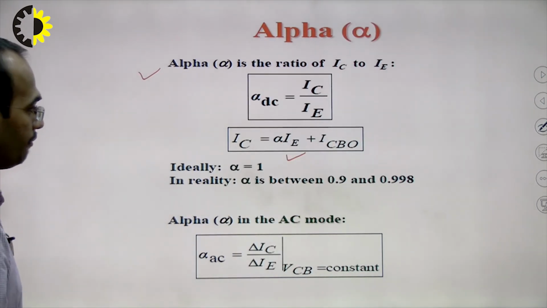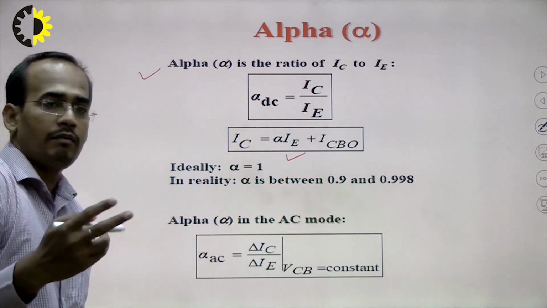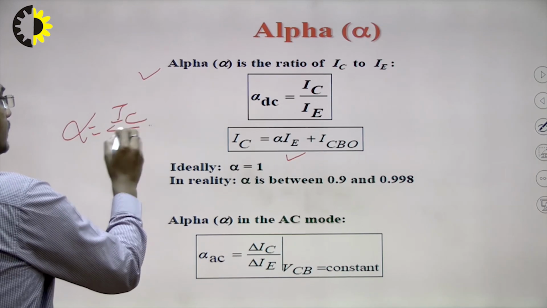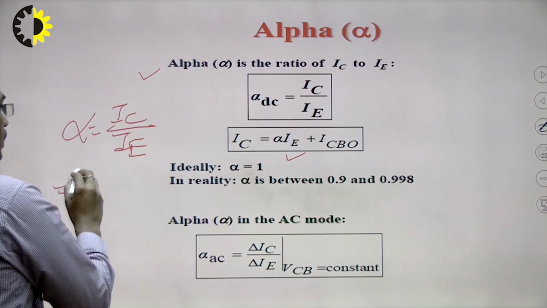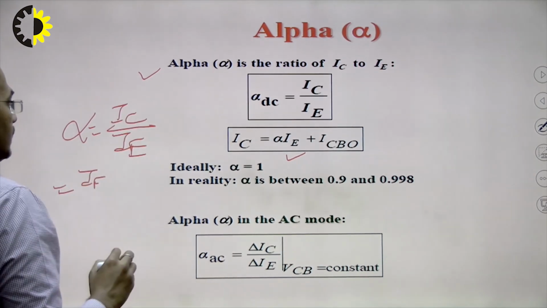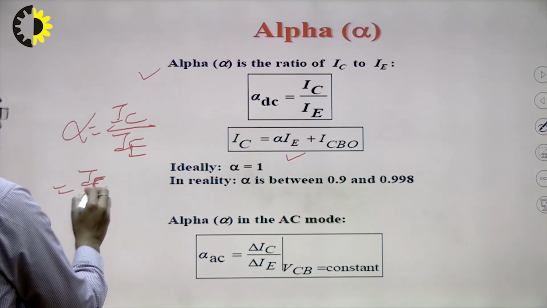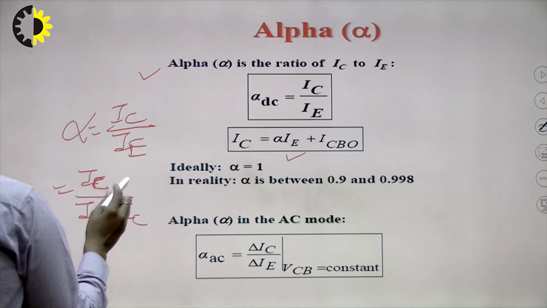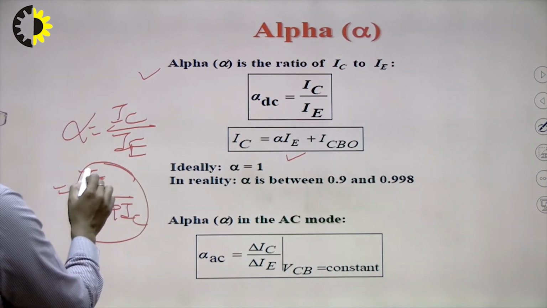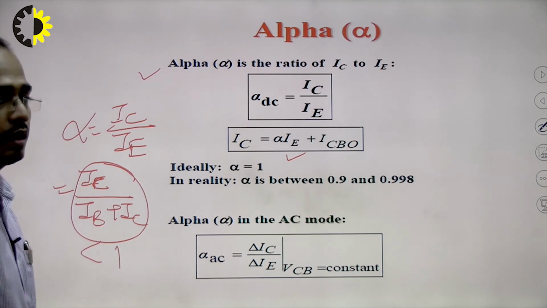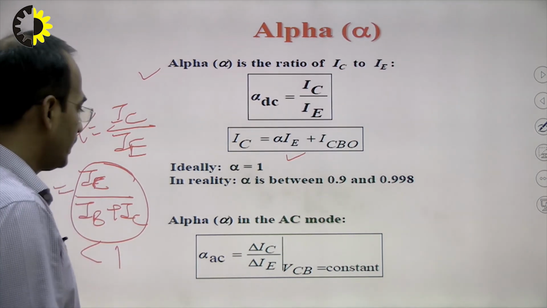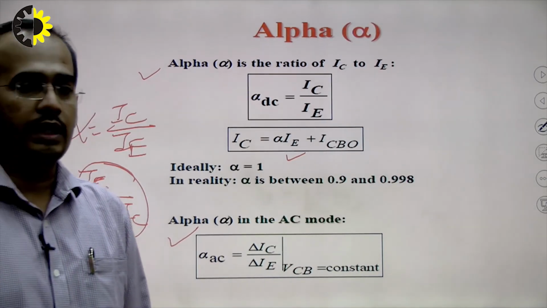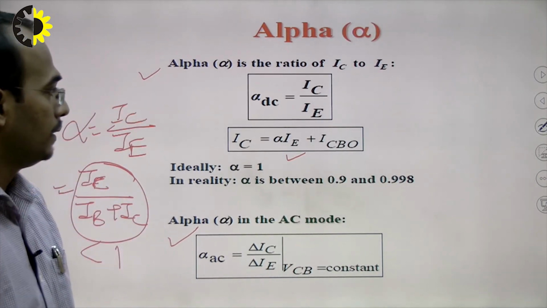What can be the numerical value of alpha? Alpha is nothing but IC upon IE. IE is equal to IB plus IC. So you can see from here that IC upon IE should be less than 1. And what will be the value of alpha AC? Alpha AC is nothing but the change in collector current upon the change in emitter current, keeping VCB constant.